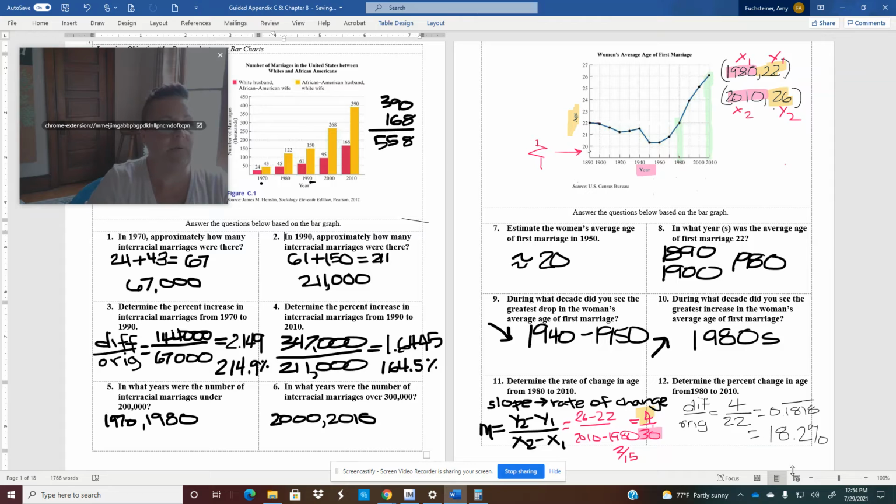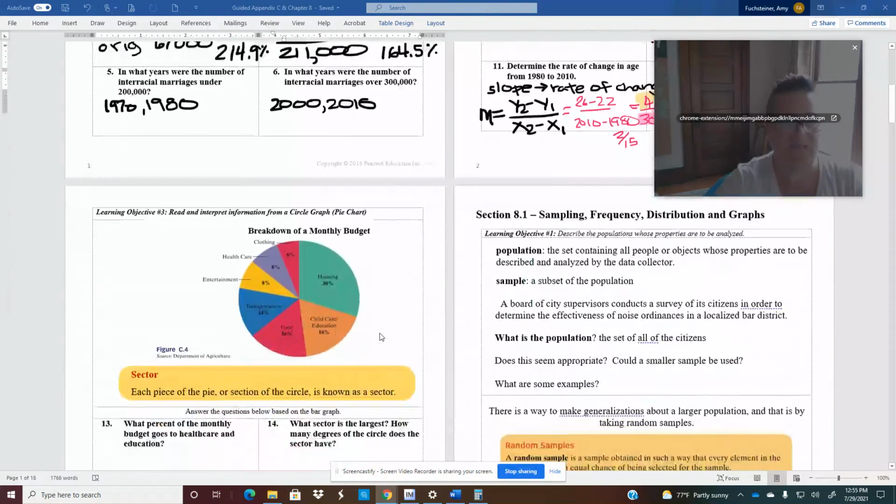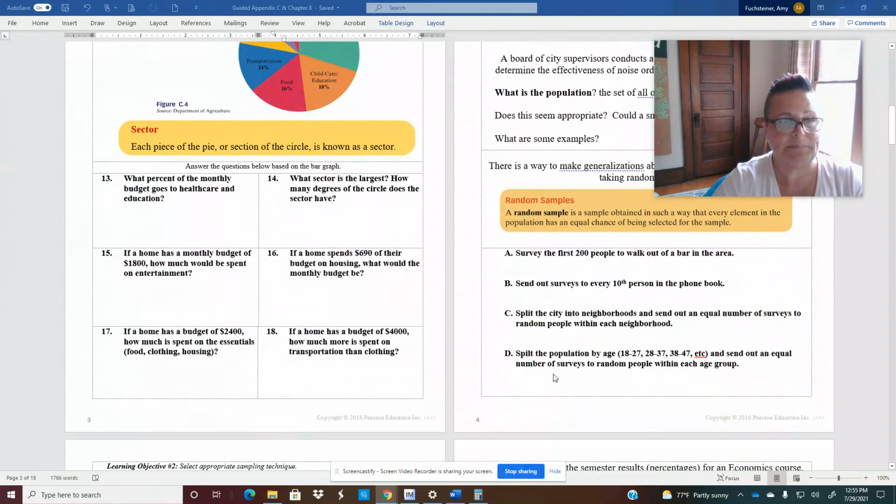I'm going to pull my page over to the other side. Let's see. There we go. And then I'm going to scroll back down for the pie charts.